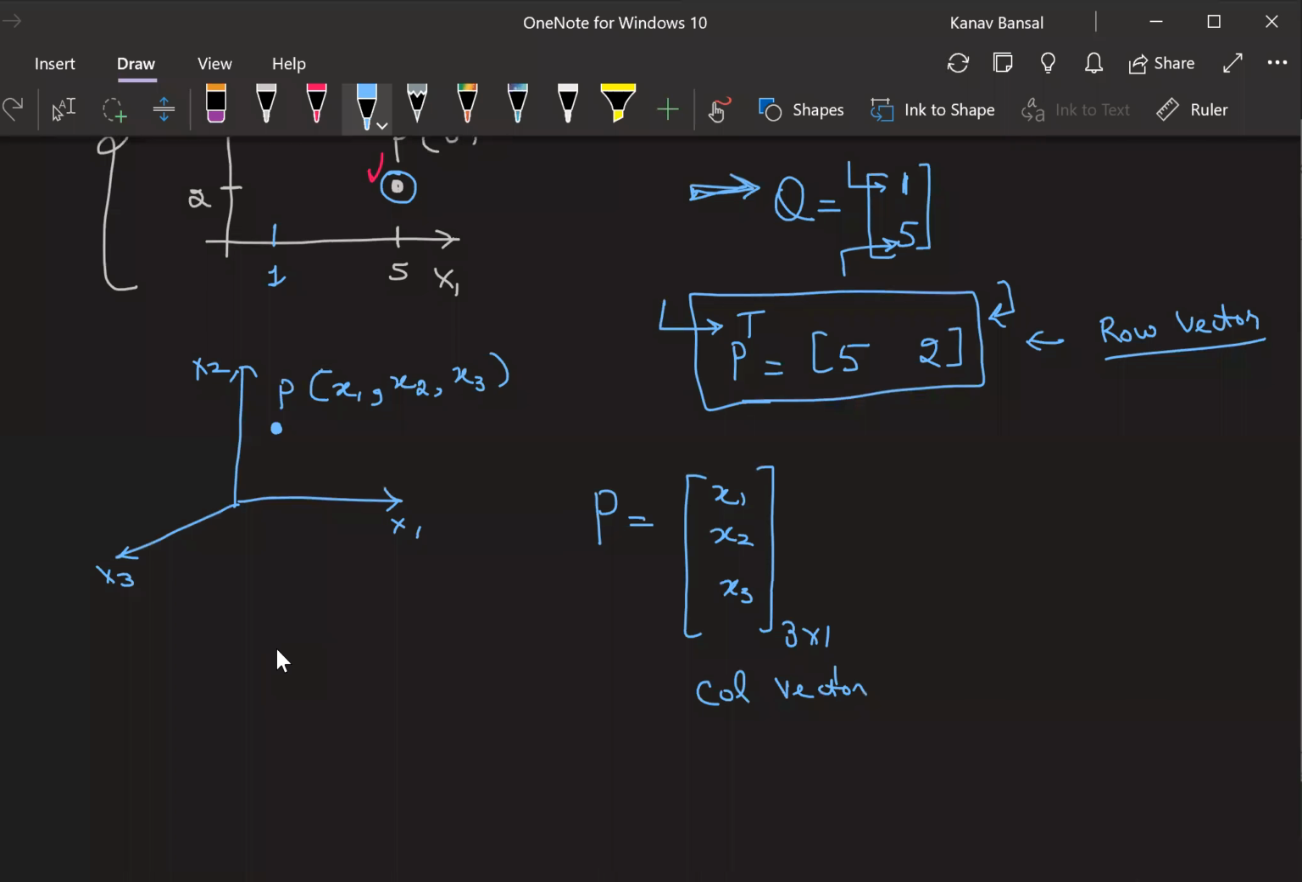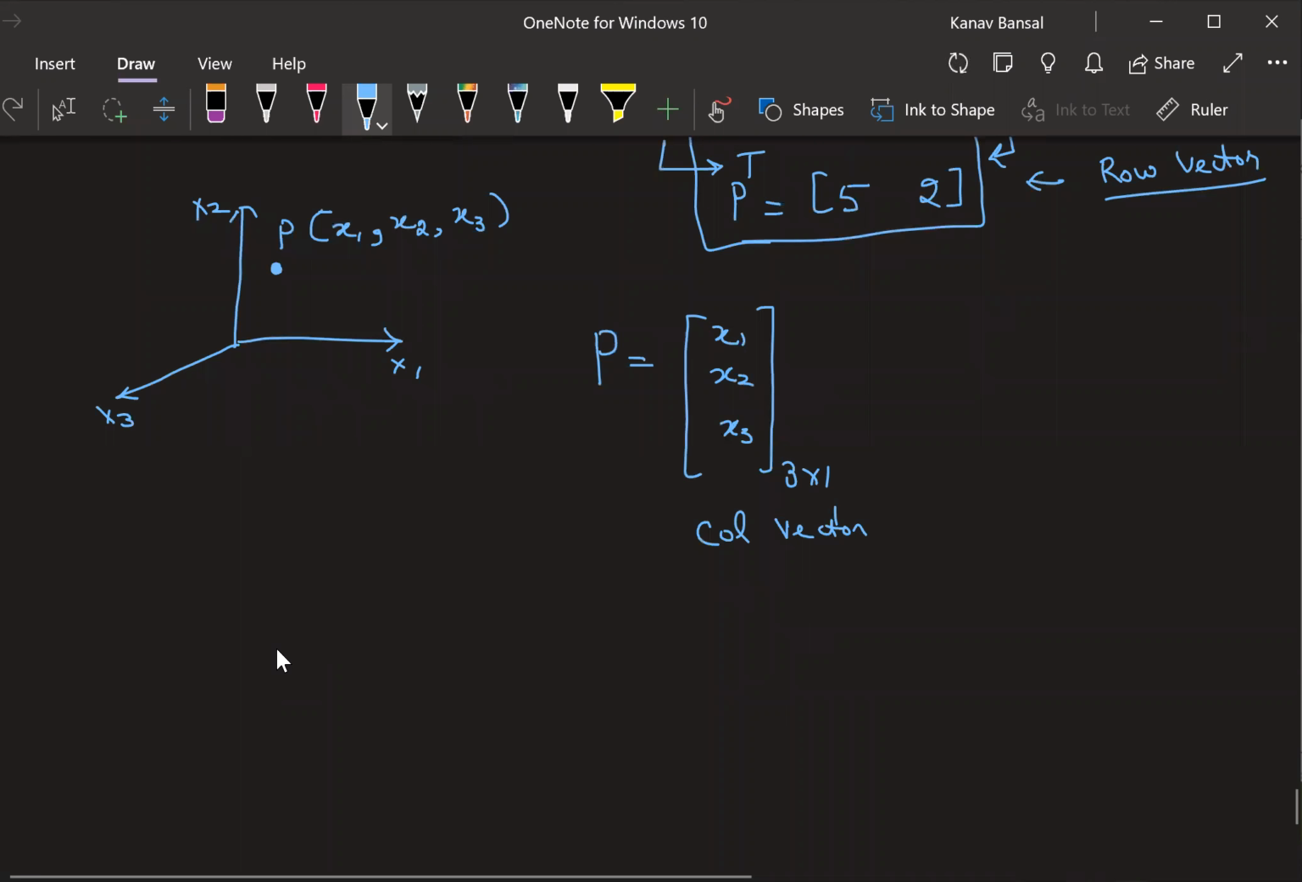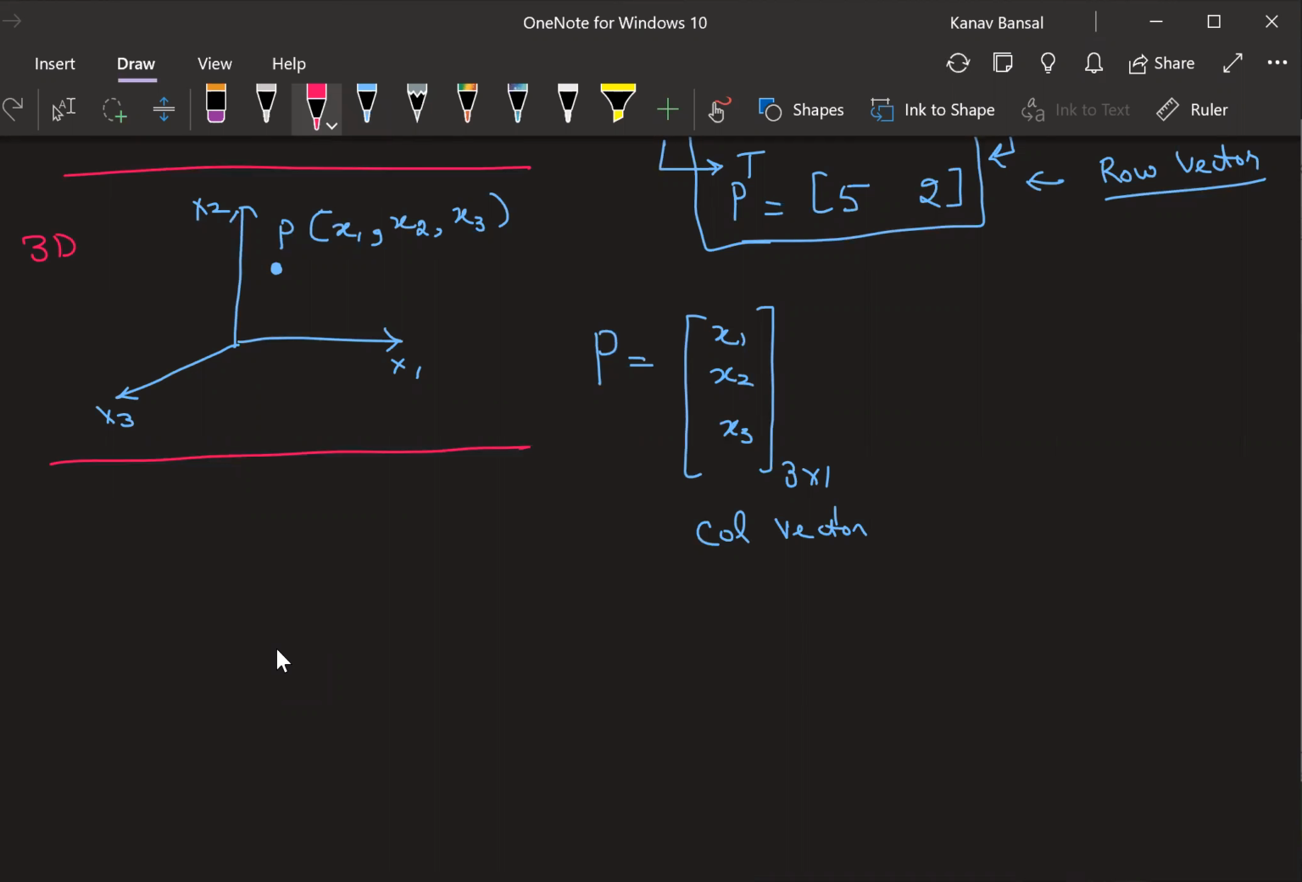Now, as a human being, this is a very important thing. Can you go beyond three dimensions? This is a 3D. No, as a human being, we can't go beyond three dimensions. But what if I want to visualize more? This is a visualization of three dimensions, but there is no way to visualize four dimensions or maybe more.